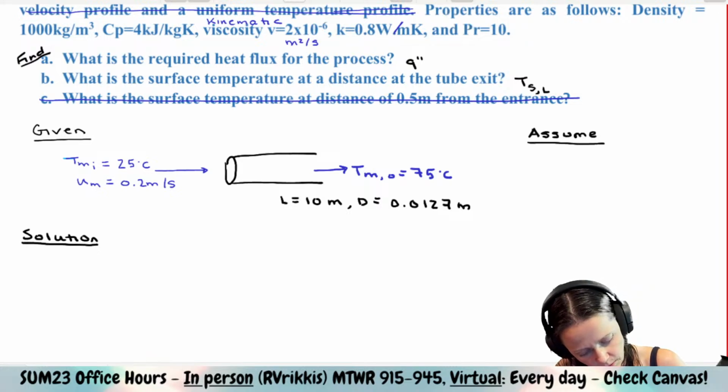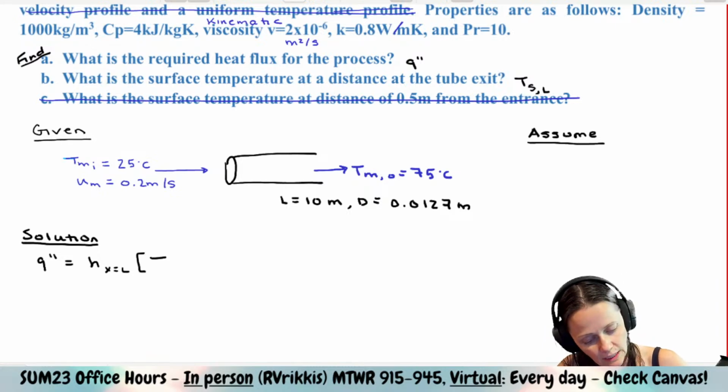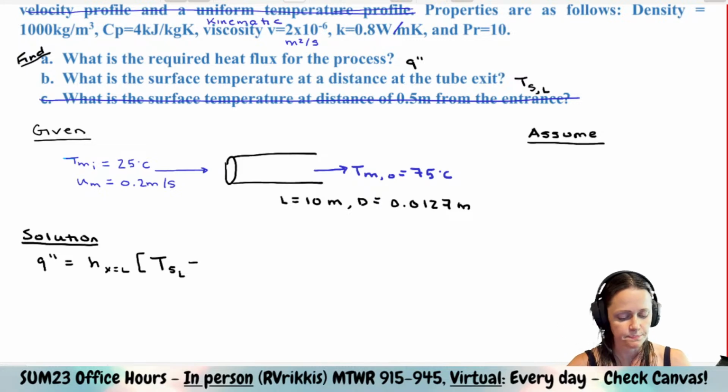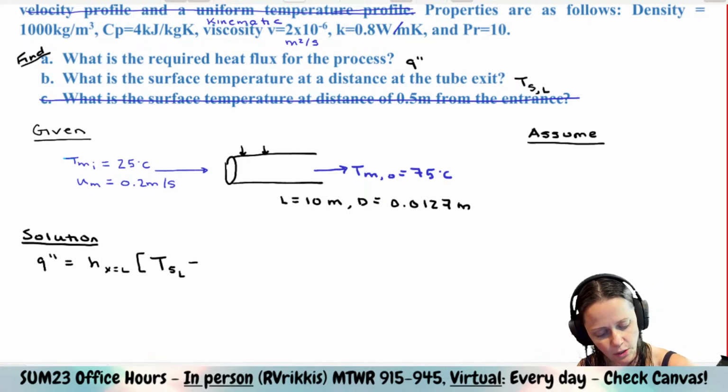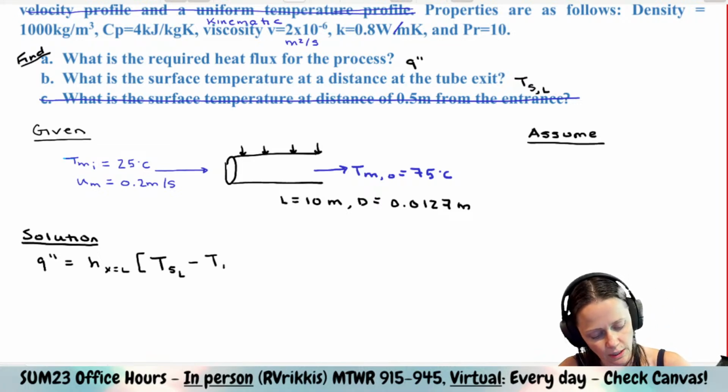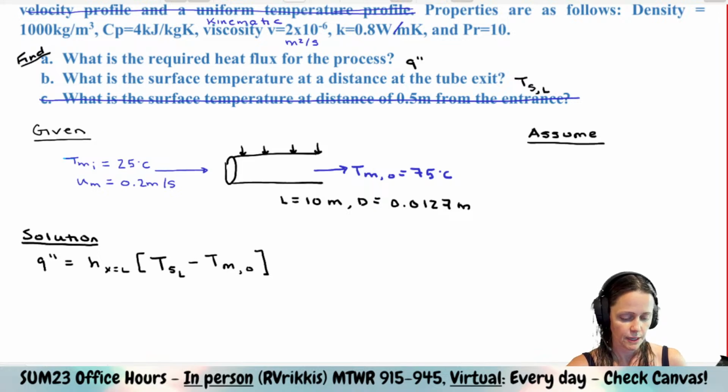All right, so I've got q double prime is equal to h at x equals L times the surface temperature at x equals L minus the mean temperature at the outlet. You know, the heat flux is applied uniformly along the length, and I'm going to apply it at a particular location, right at x equals L. All right.